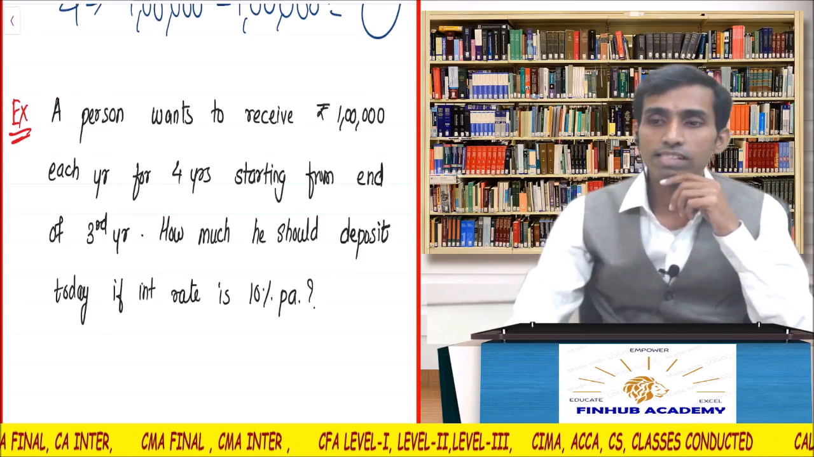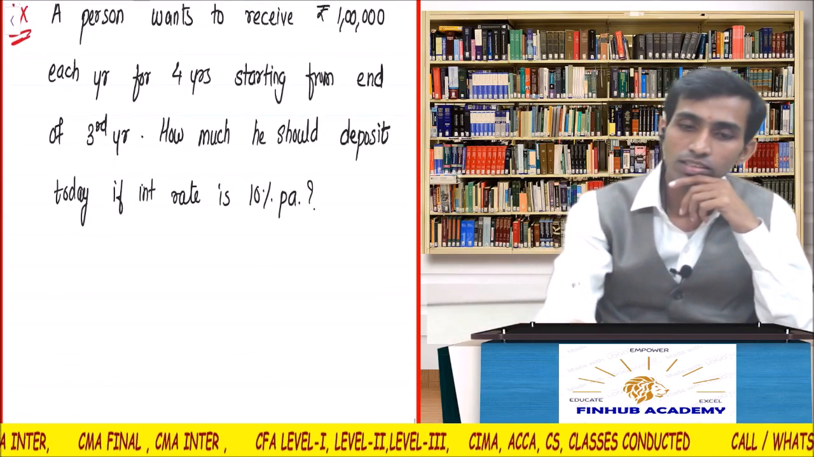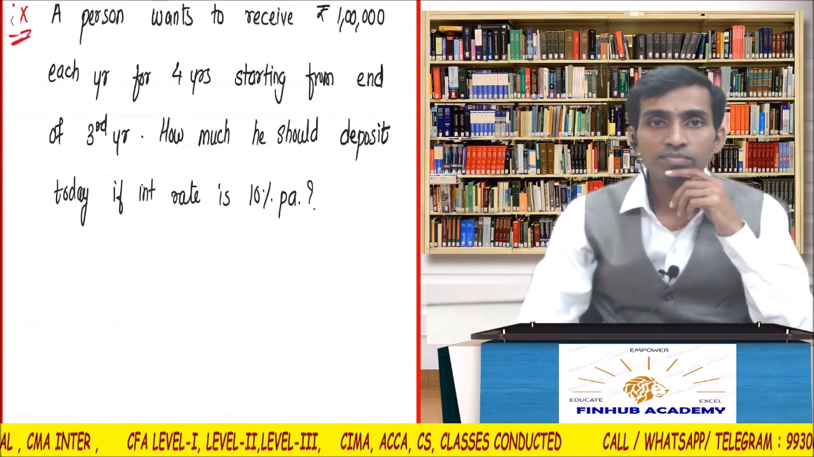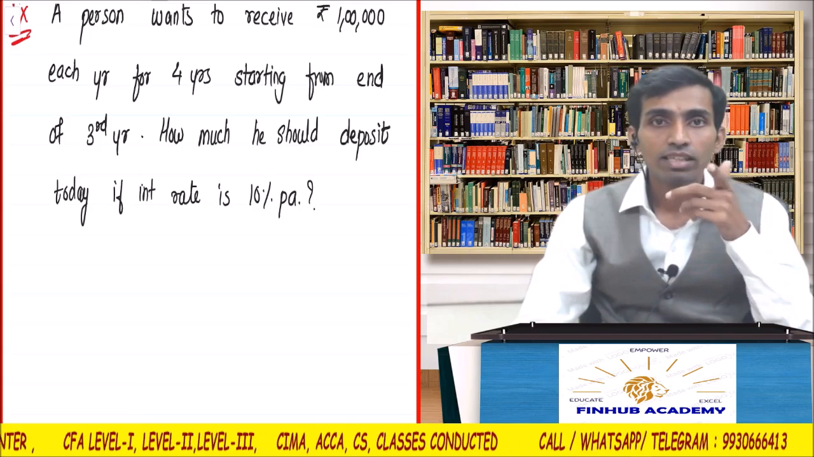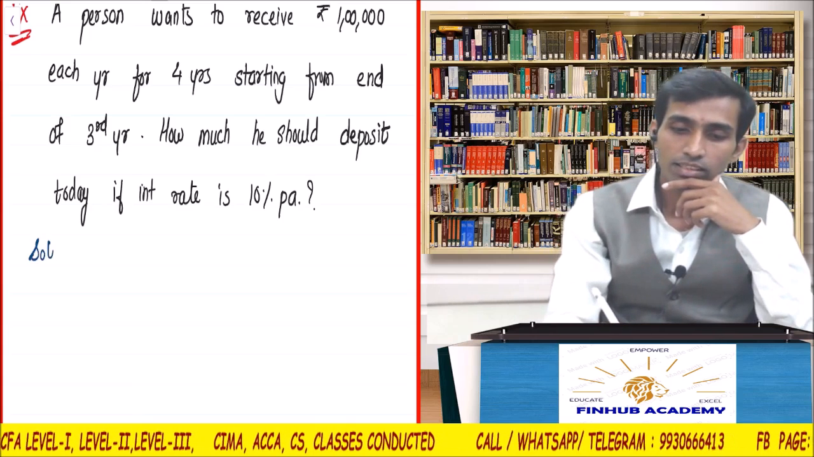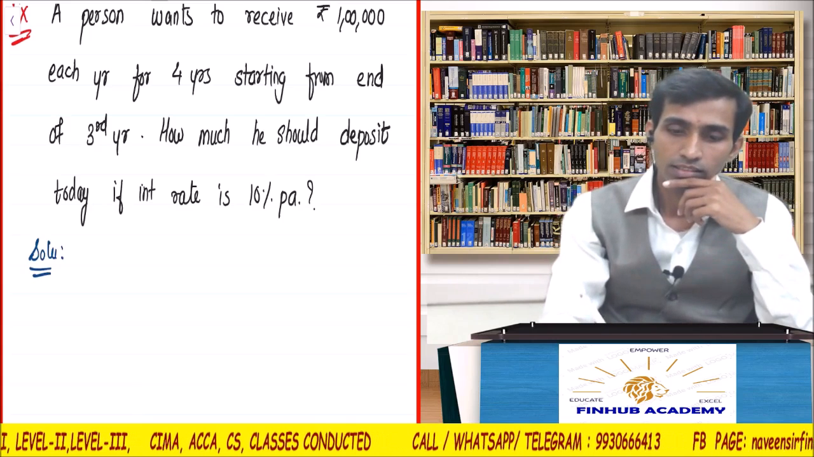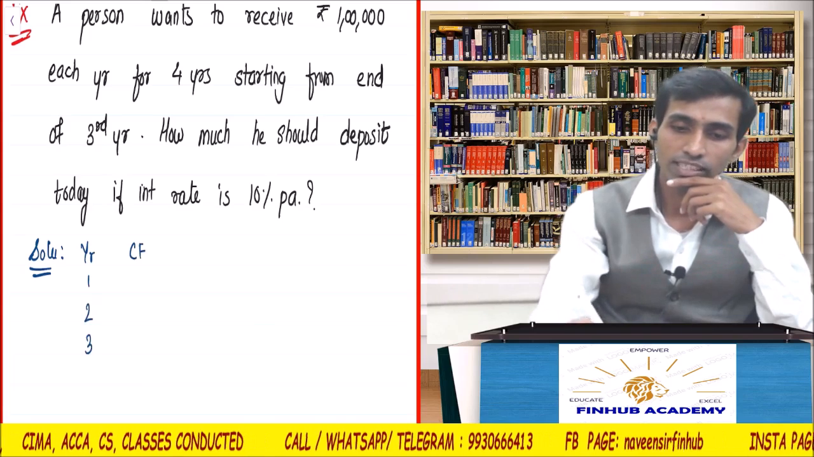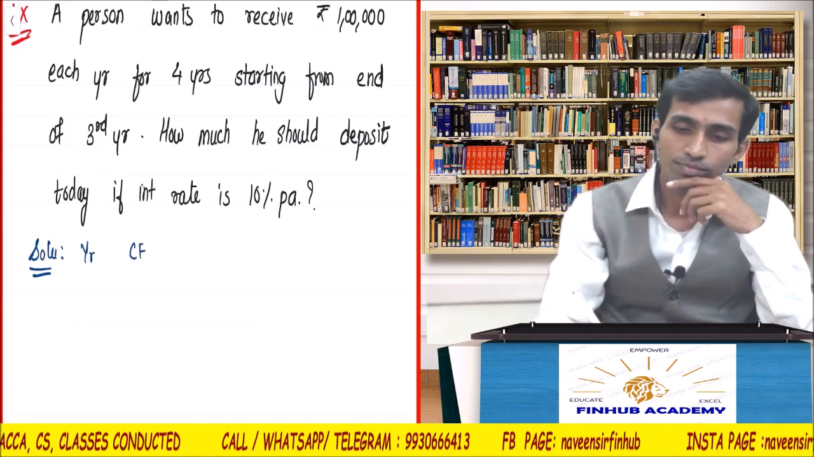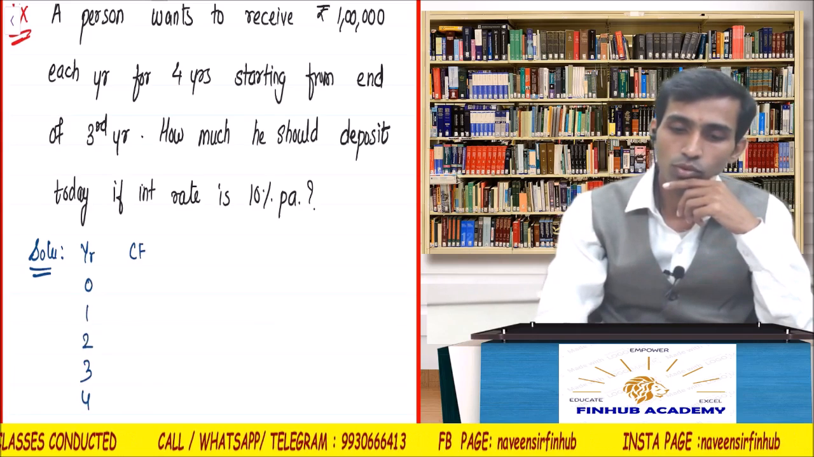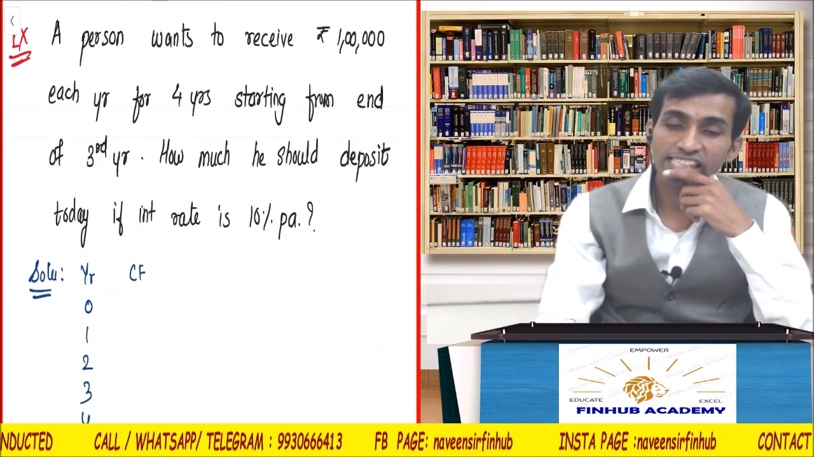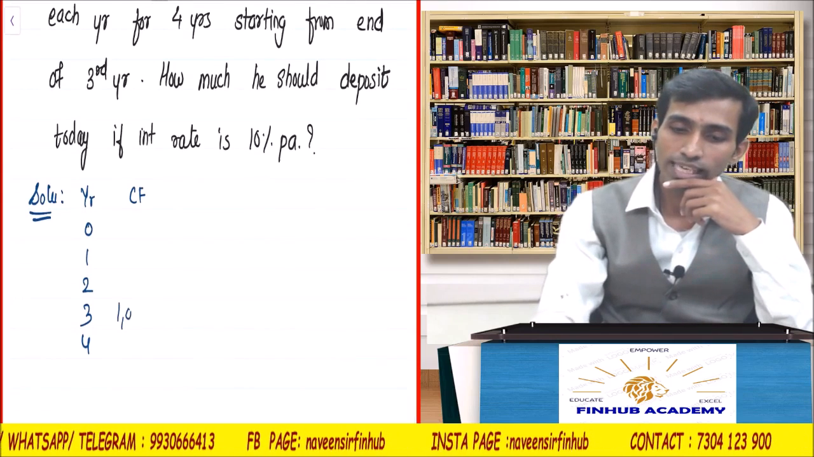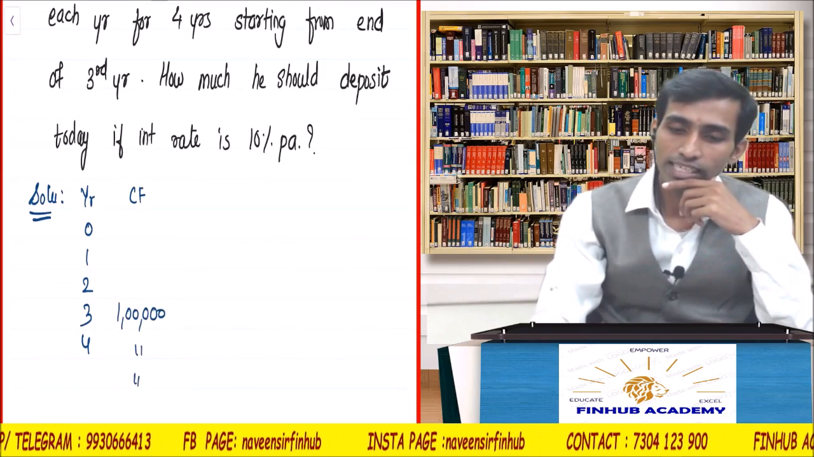How would I solve this sum? No need to write all this; you can do this on your calculator. 10% is the interest rate. If I make this timeline, it should be clear. Here, cash flows 1, 2, 3. I will write from 0: 0, 1, 2, 3, 4. A person wants to receive 1 lakh each year for 4 years, starting from the end of the third year. So 1 lakh, 1 lakh, 1 lakh, 1 lakh for 4 years.